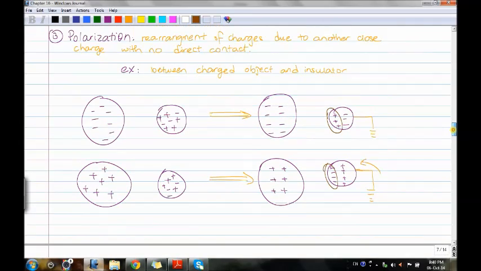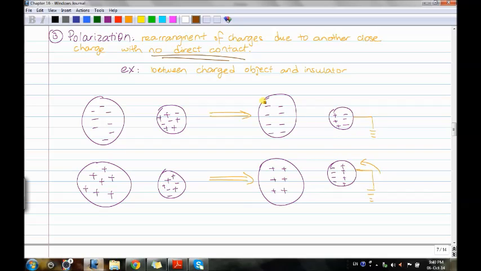Now the third way is polarization, which is also the rearrangement of charges due to another close charge with no direct contact. An example is between a charged object and an insulator. As you can see here, we have a negatively charged object and the insulator, which has both positive and negative charges, so the charges will be rearranged. Here we have a positively charged object and a sphere that contains both negative and positive charges, so it will also be rearranged, but oppositely.